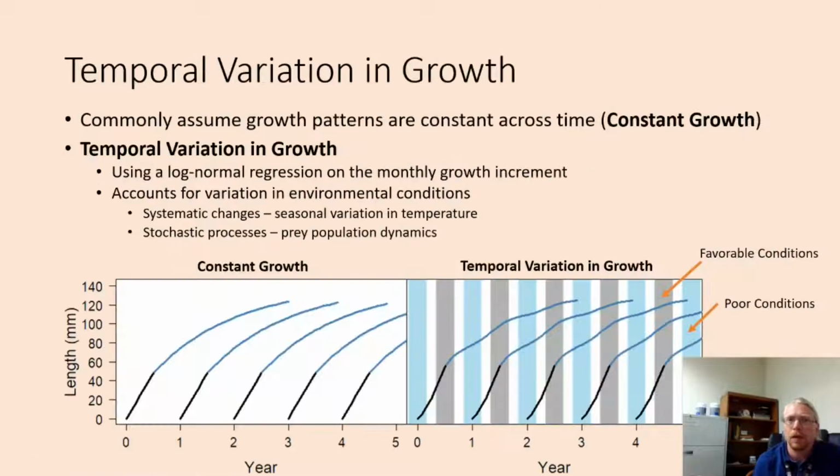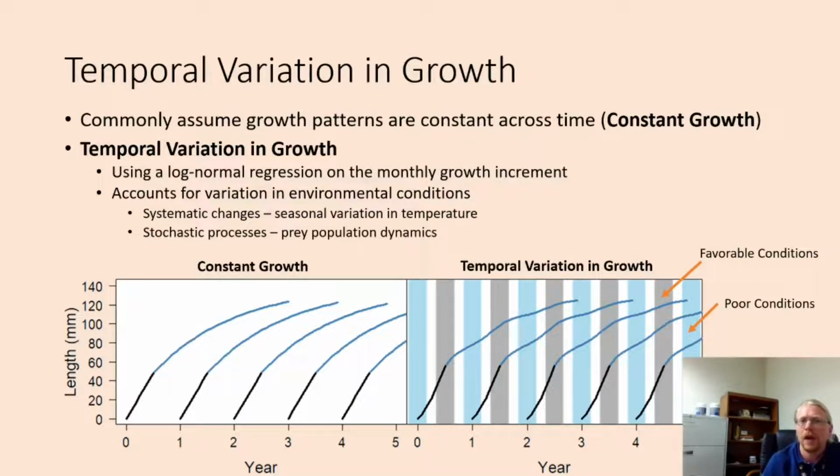Next, I wanted to talk about temporal variation in growth. Often when we develop growth models, we commonly assume growth patterns are constant across time. For simplicity, let's call this the constant growth model. So if you go out and sample fish for 5 or 10 years, you get their length and age, and you develop a single model to describe the growth patterns of all of these fish that you've collected. You are implicitly assuming that growth remains constant across time.